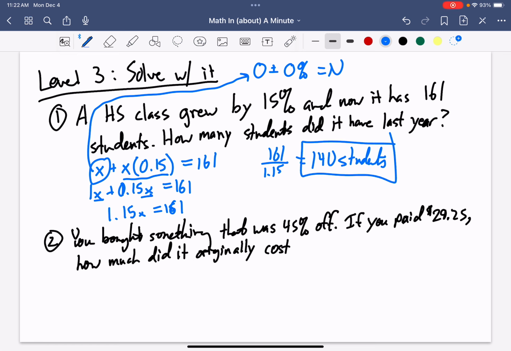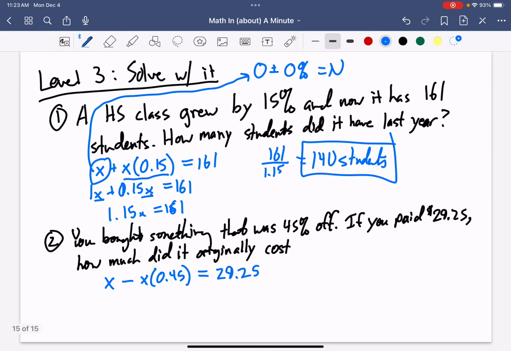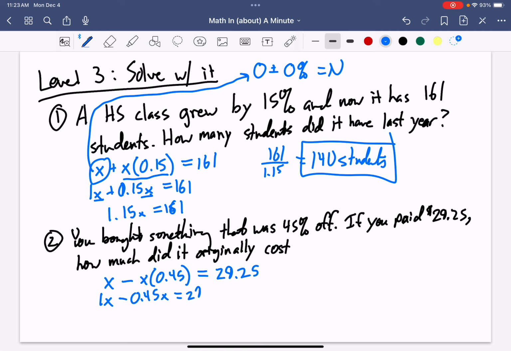Let's do another example. You bought something that was 45% off. If you paid $29.25, how much did it originally cost? All right. Well, same thing. I don't know what it originally cost. I don't know what that original is. So that's x plus x. Oh, no, not plus. Sorry, take that back. Since we're talking about a discount, a sale, minus x times my percentage off, which was 45%, and that equals 29.25. Again, tidying it up, 1x minus 0.45x is equal to 29.25.